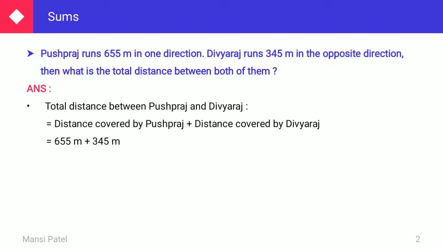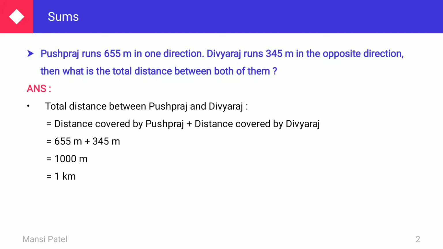So here 655 meter plus 345 meter. Do the addition of 655 and 345, that is 1000 meter. And we know that 1000 meter is equal to 1 kilometer. Now see here, in this question we assume that the starting point of both Pushparaj and Divyaraj is the same. That's why we are doing the addition.